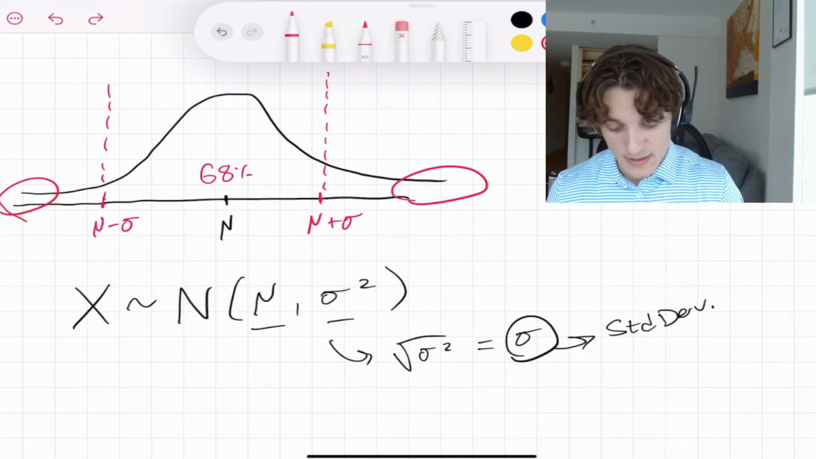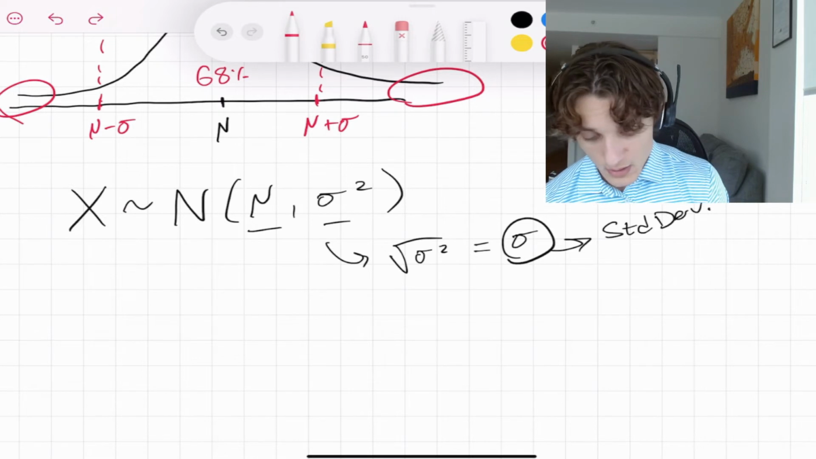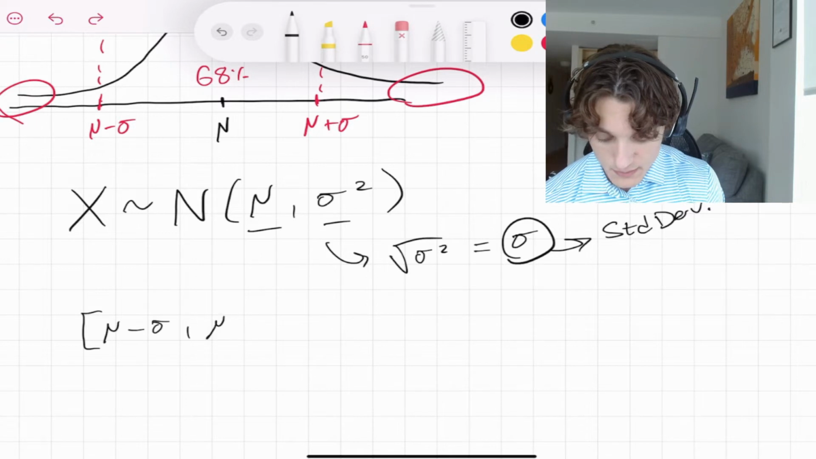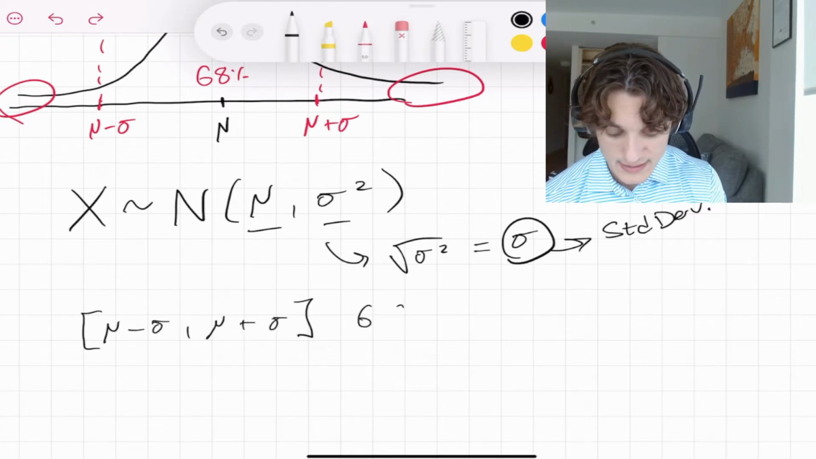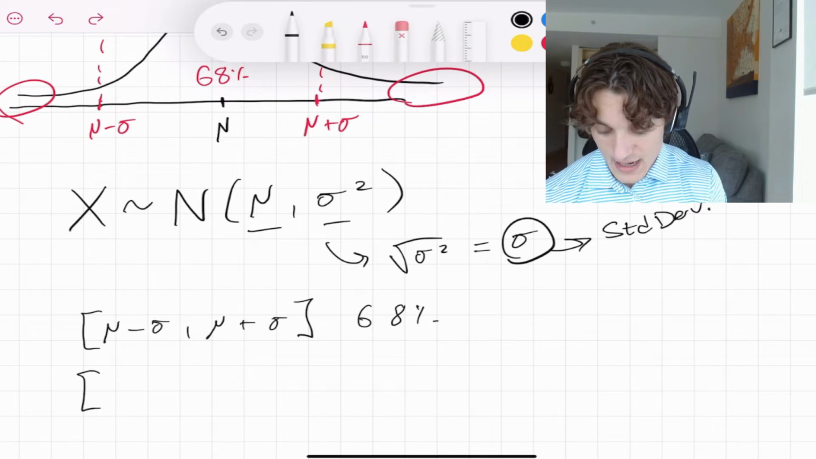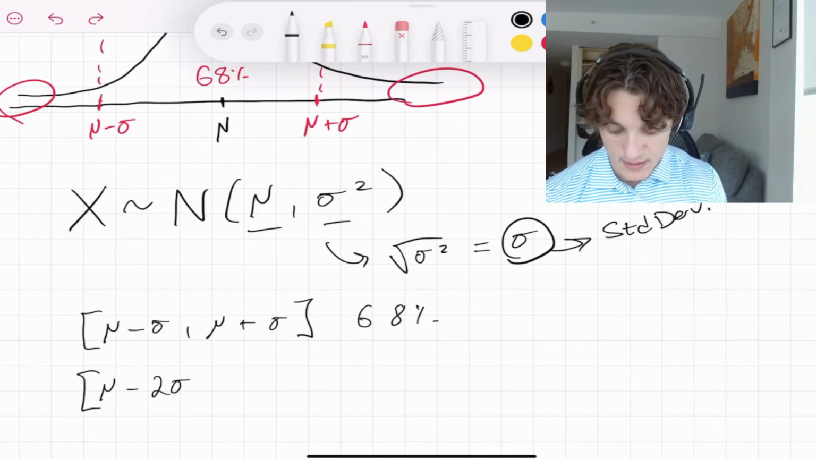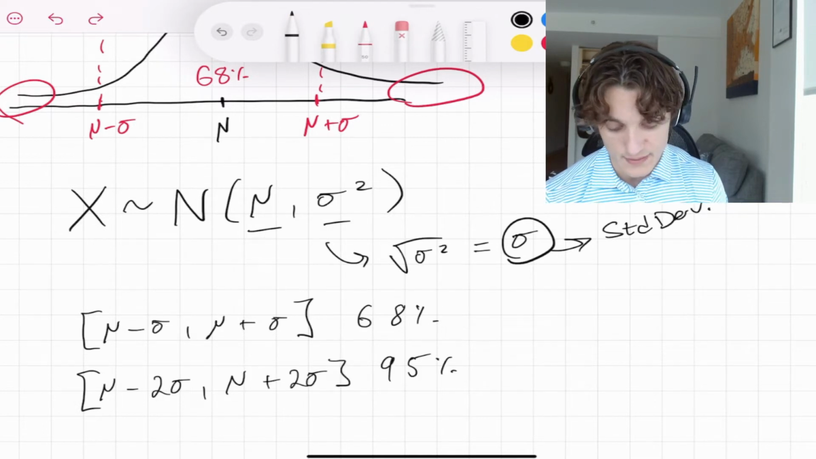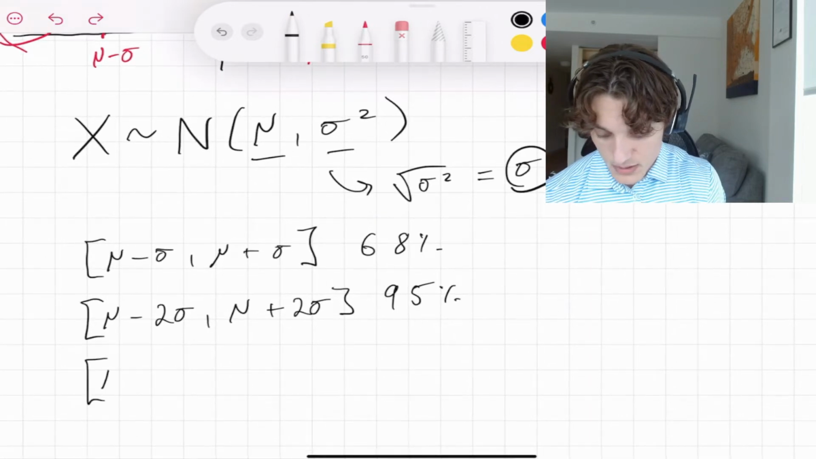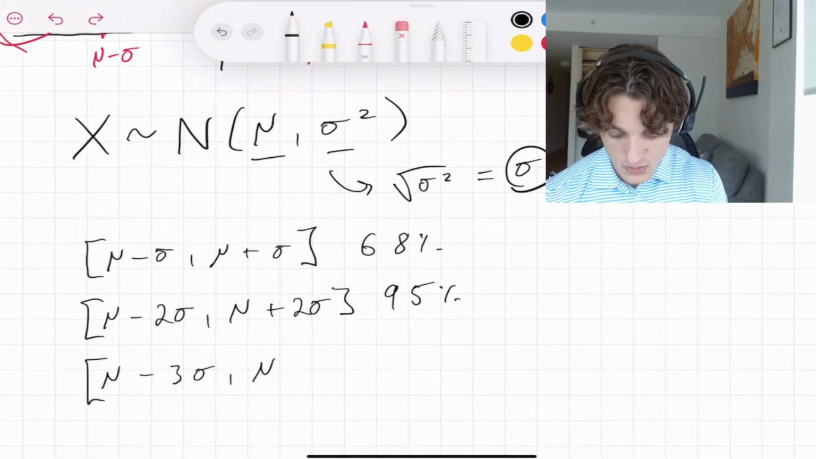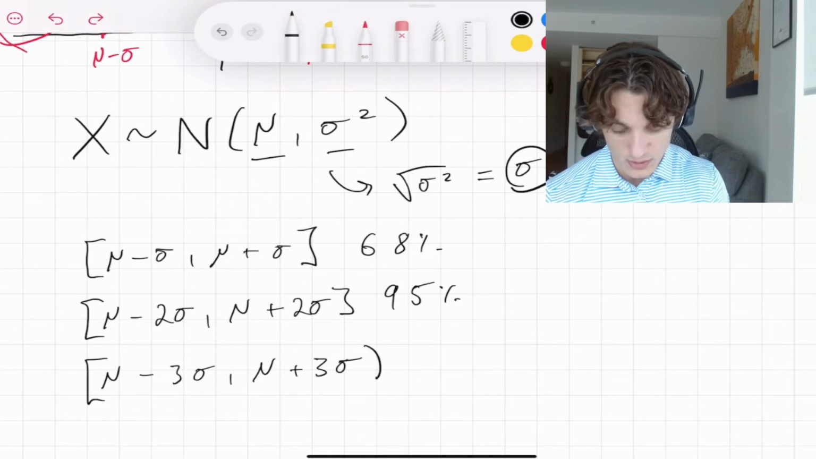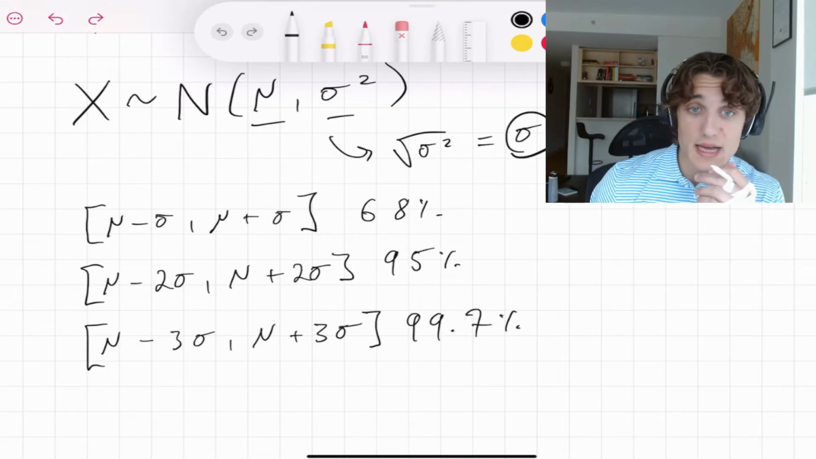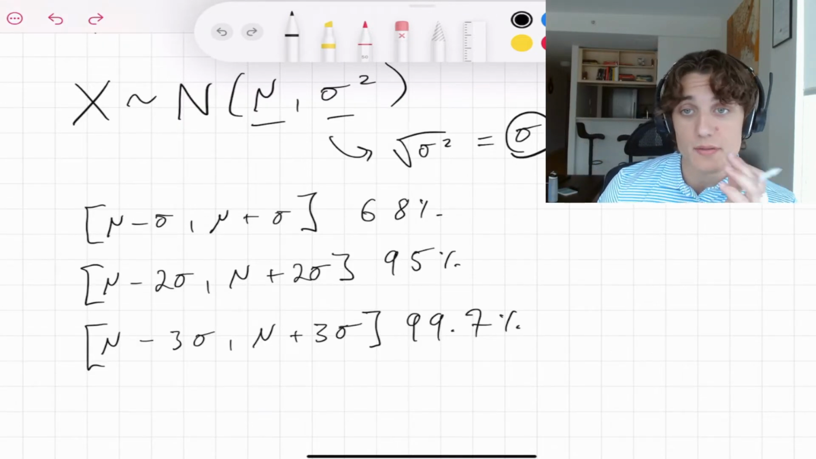So it turns out, just to hammer this point home with the empirical rule, we know that an outcome of mu minus sigma, mu plus sigma will occur 68% of the time. An outcome of mu minus 2 sigma, mu plus 2 sigma will occur 95% of the time. And an outcome of mu minus 3 sigma, mu plus 3 sigma will occur 99.7% of the time. This gives us a lot of information about the potential outcomes of random variable x.